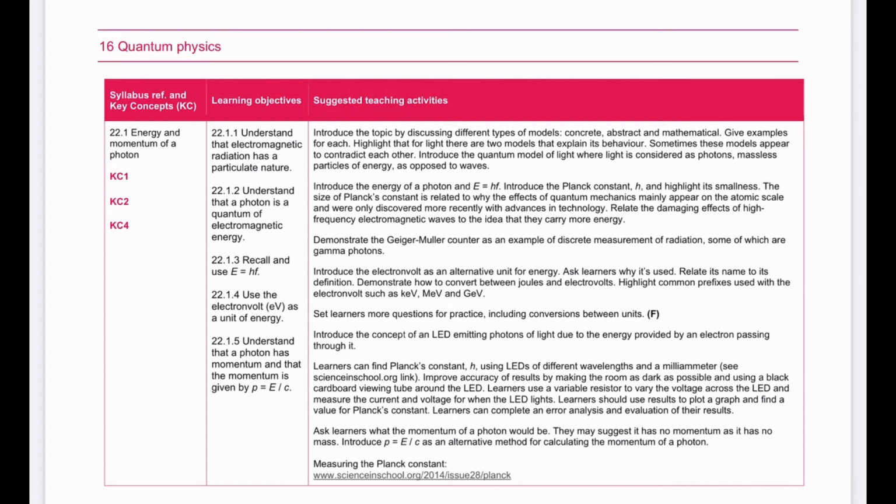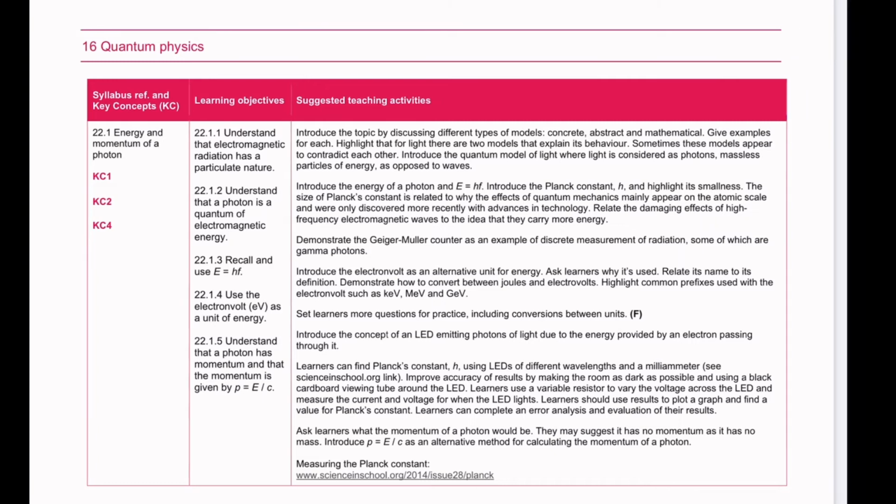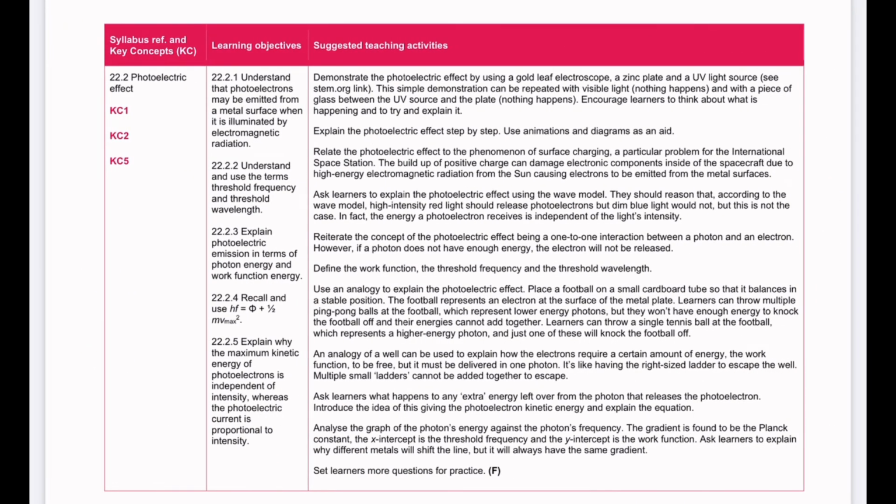22.1.5. Understand that a photon has momentum and that its momentum is given by p equals E upon c. Key concept. 22.2. Photoelectric effect. Learning objectives. 22.2.1. Understand that photoelectrons may be emitted from a metal surface when it is illuminated by electromagnetic radiation.